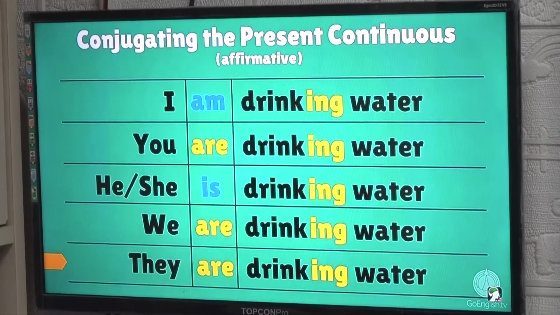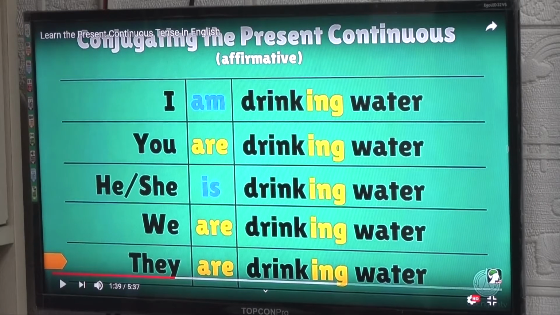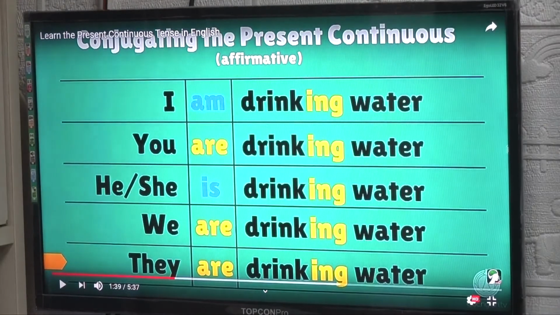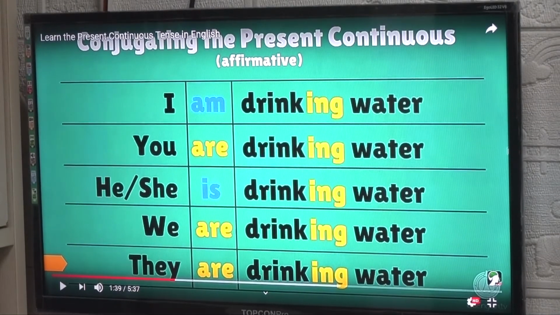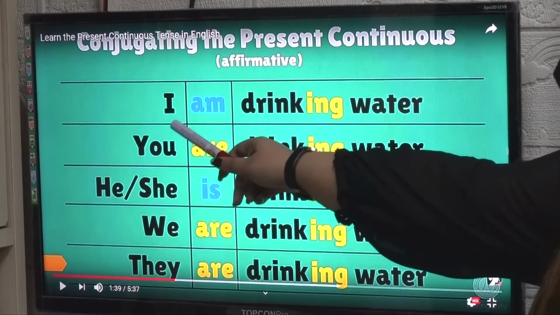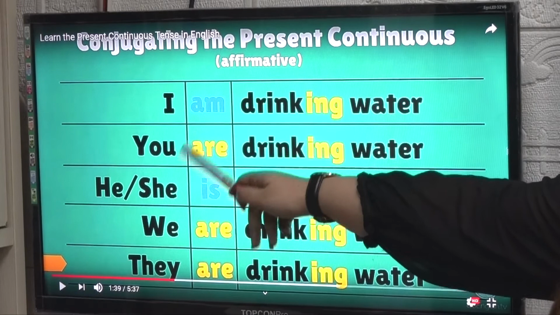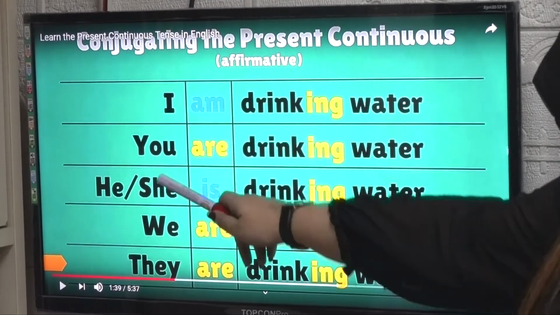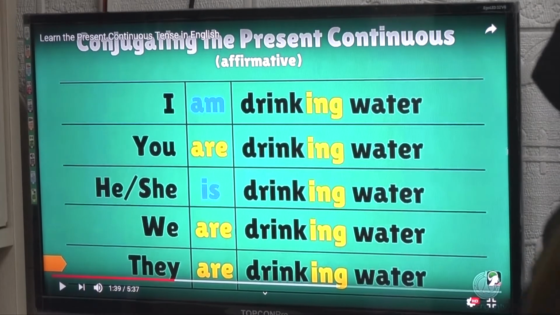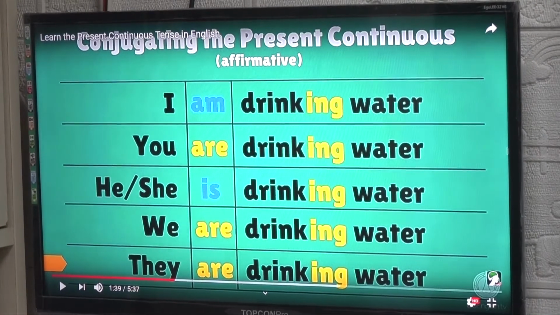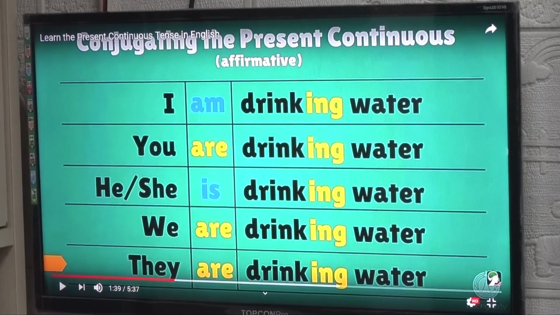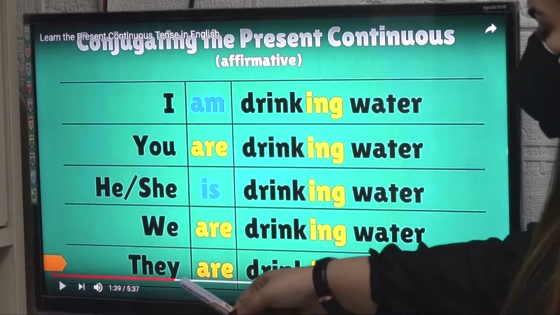They are drinking water. Okay, so this is how we form present continuous tense. Subject comes first. Remember, you have learned subject pronouns. A subject pronoun is the one who does the action. So the subject I is followed with am. How about you? It's followed with are. How about it, he, and she? It's followed with is. We and they also follow with are.